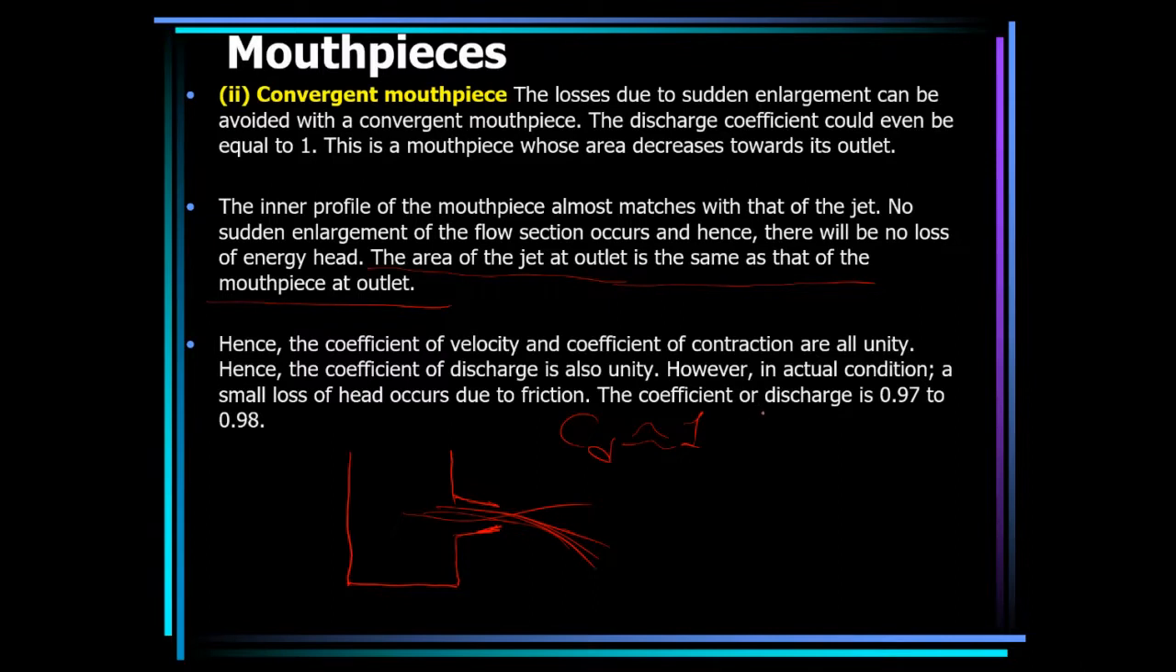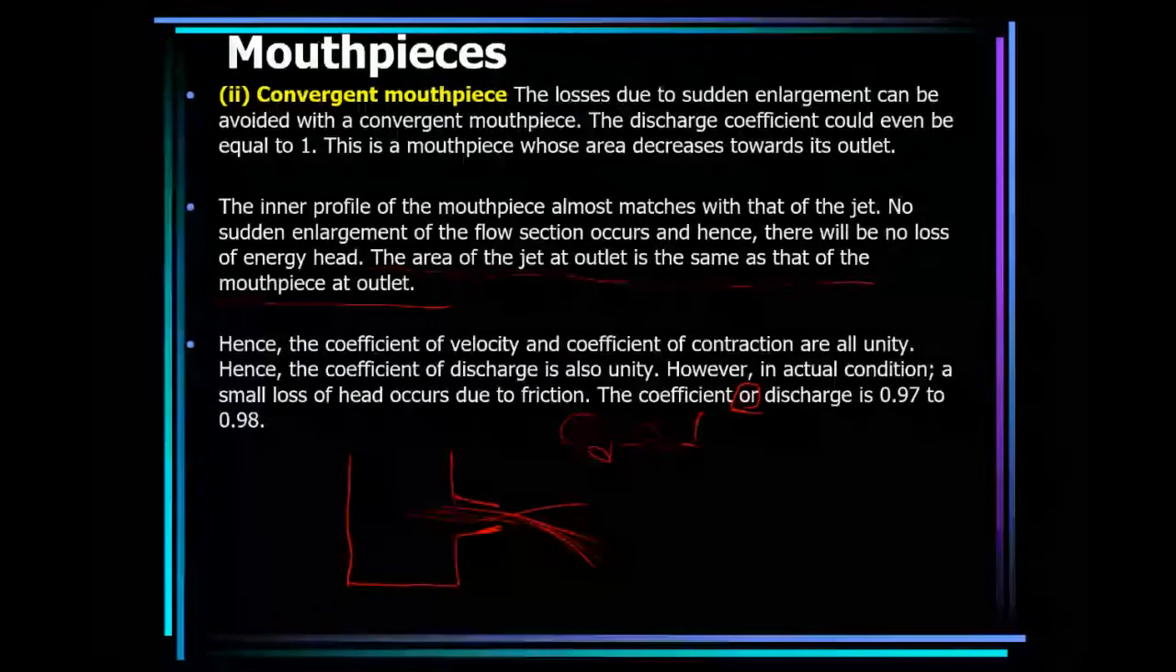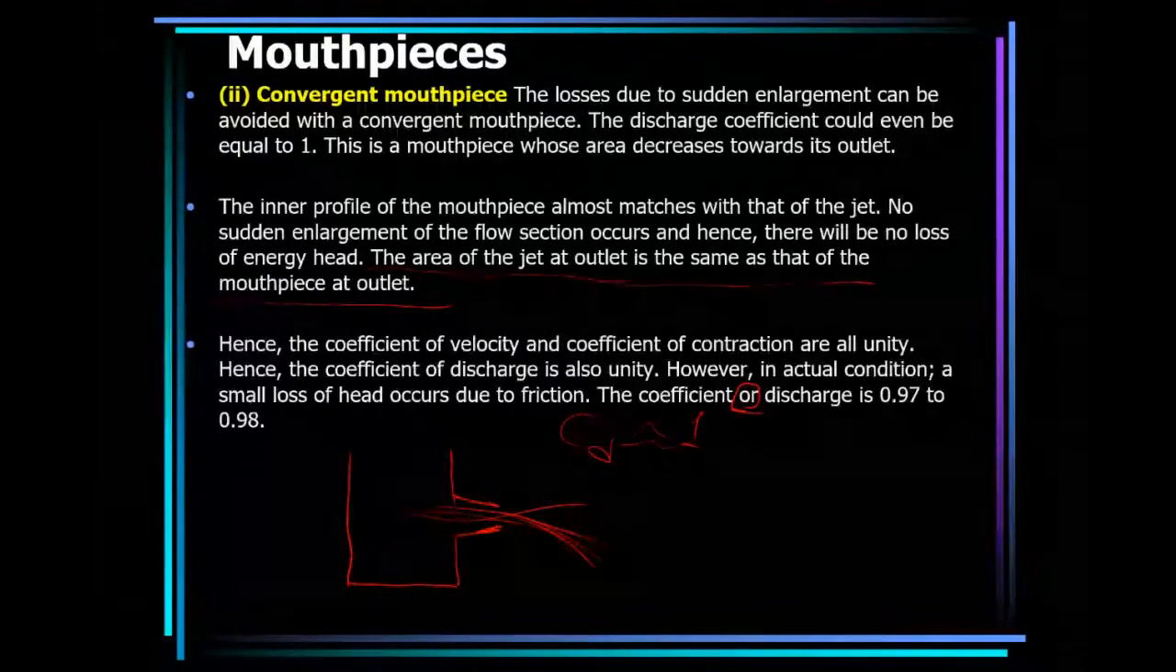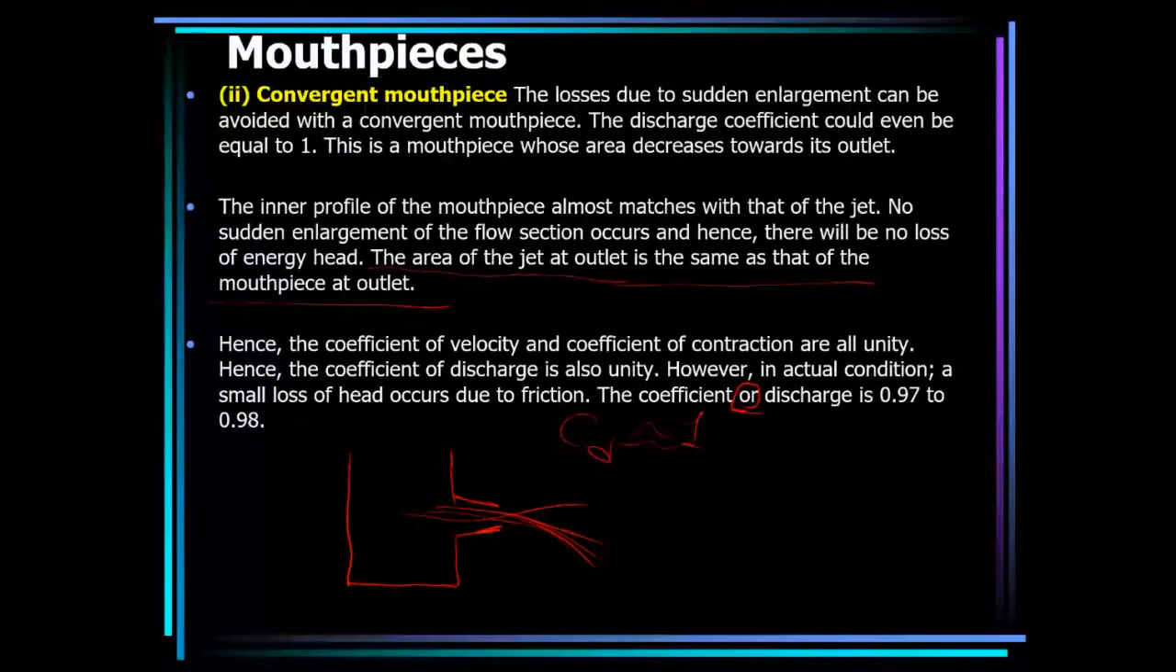the coefficient of discharge is 0.97 to 0.98, okay. 0.97 to 0.98, which is still approximately equal to 1. Okay, so you can see with the use of the mouthpieces, they increase the coefficient. Overall, they increase the coefficient of discharge, which in turn increases the flow rate.